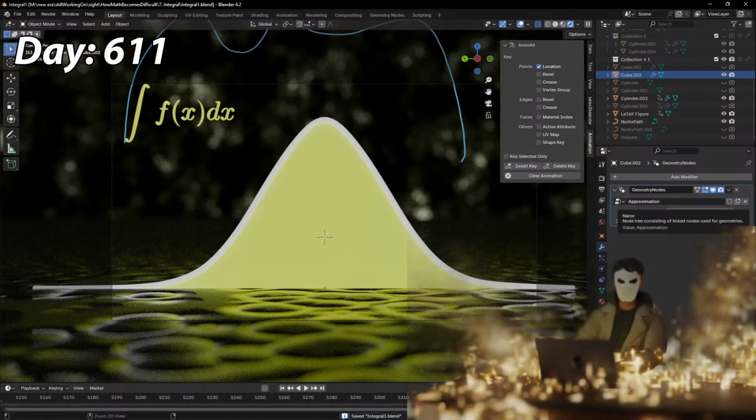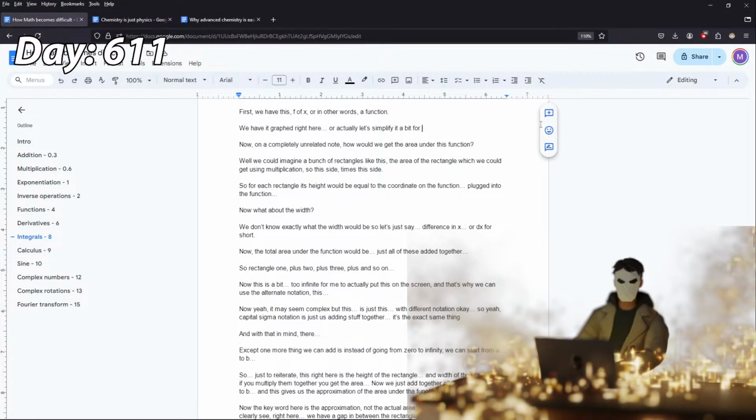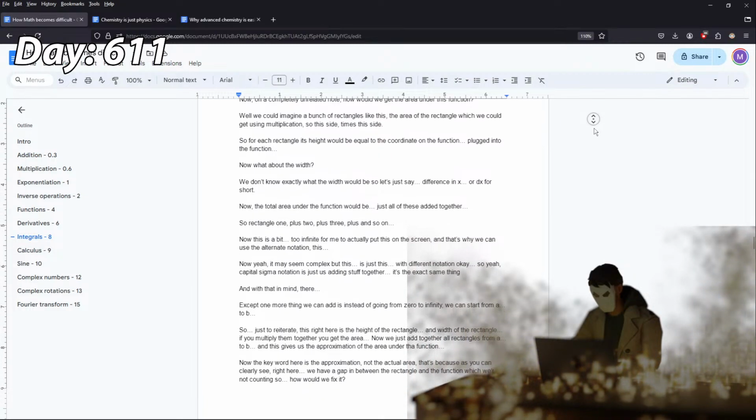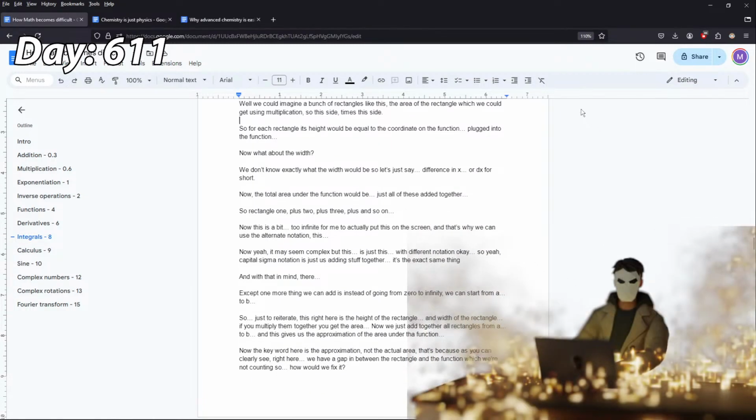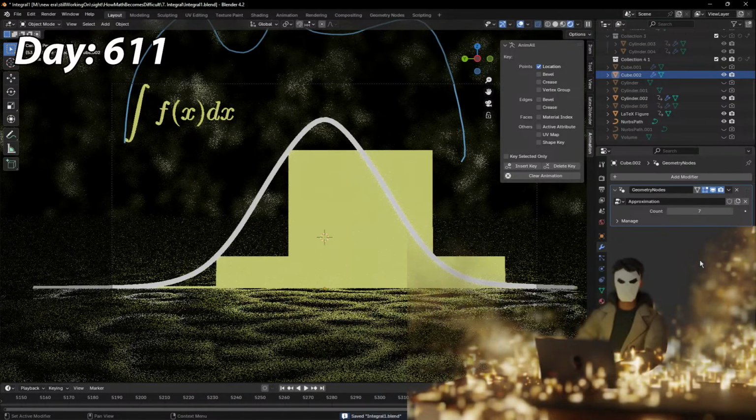Okay, then we go into the script, which is this one. A bunch of rectangles like this. The area of features. Okay, so like 7 rectangles. Too few.